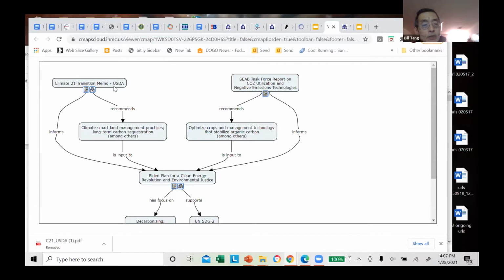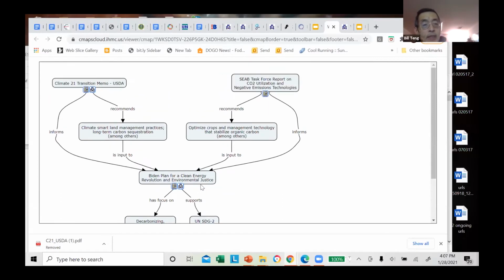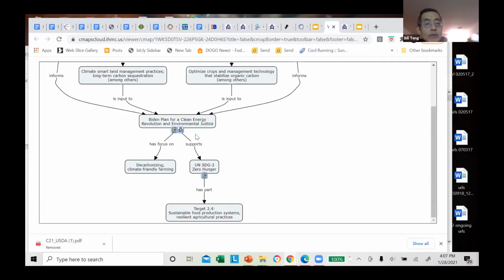So here are the 4 documents: the Climate 21 Task Force Report, the Biden Climate Plan, and SDG Goal number 2. And here are the 2 recommendations, which are input to the Biden Climate Plan, which has a focus here and supports the SDG. It's a graphical way of representing everything I just mentioned. We call this a seed concept map because as each of the speakers coming up presents their material, we'll be adding to this seed map.